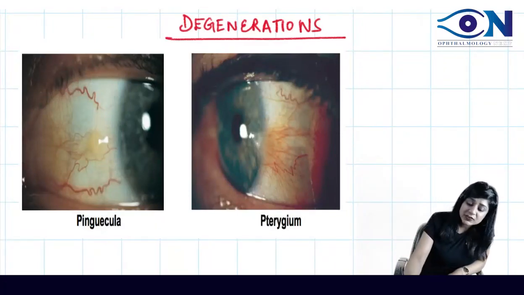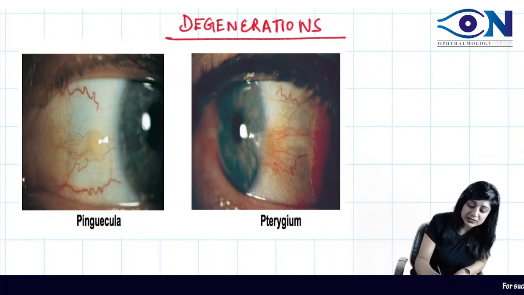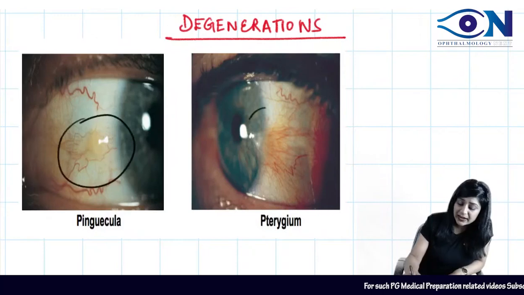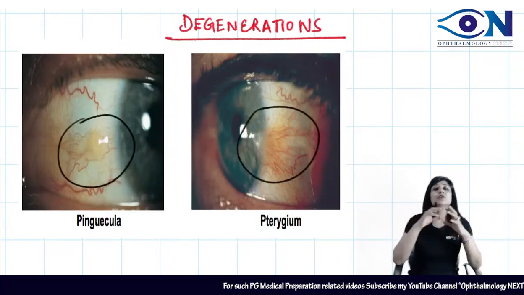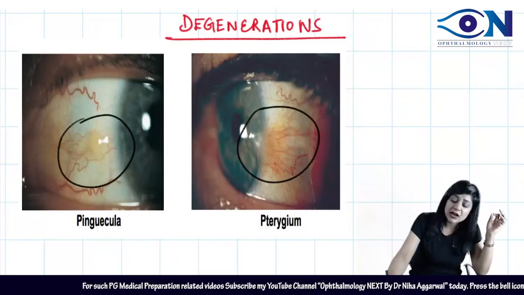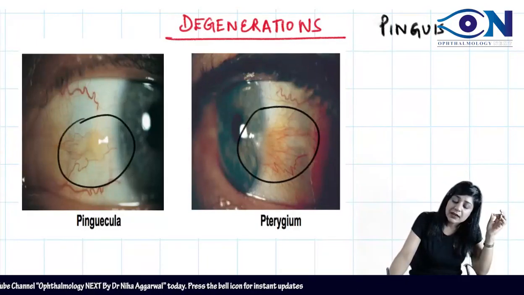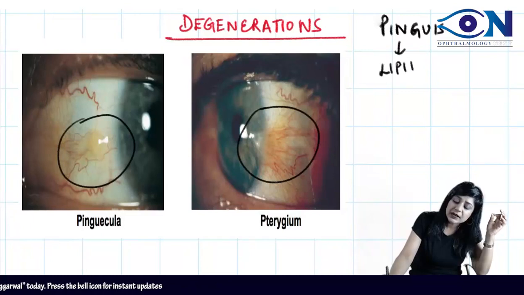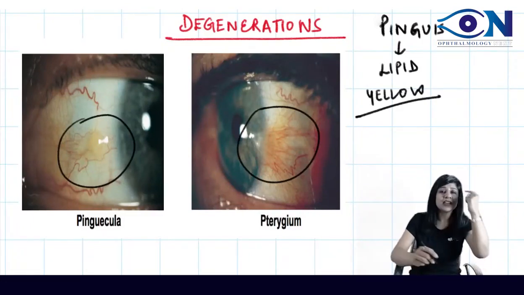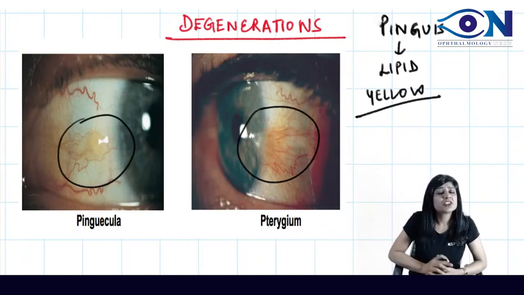So in the degenerations, we have got two. One is your pinguecula. This is your pinguecula, and another is pterygium. Now try to understand. See, the word pinguecula is formed from the word pinguis, and pinguis means lipid. Lipid means yellow. So basically here we have just a yellowish discoloration, which is stationary, which is just a degenerative condition.